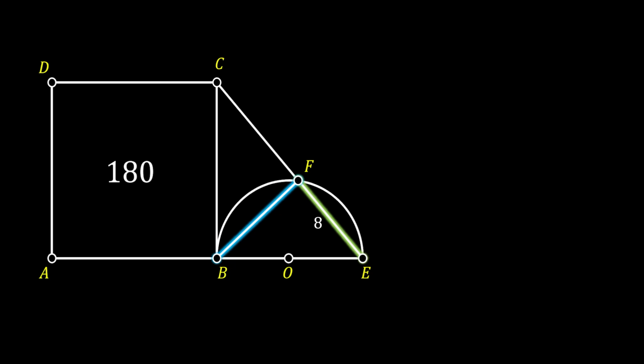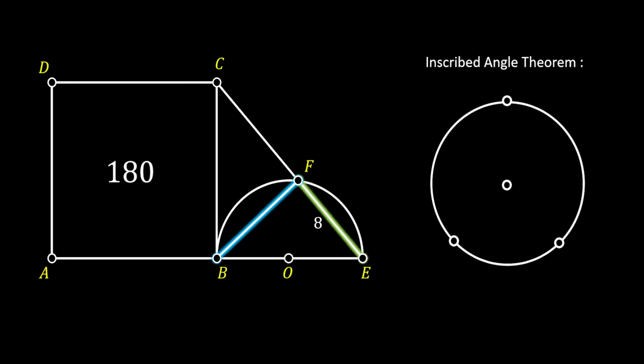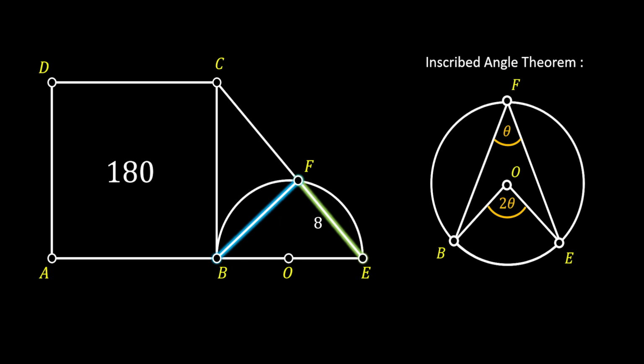Now let's use one of my favorite circular theorems, the Inscribed Angle Theorem. This theorem states that if we have a circle and an inscribed angle inside the circle, then this angle is half the measure of the central angle that intercepts the same arc. And I'm going to label the sketch on the right the same as the sketch on the left, so you can follow along more easily.